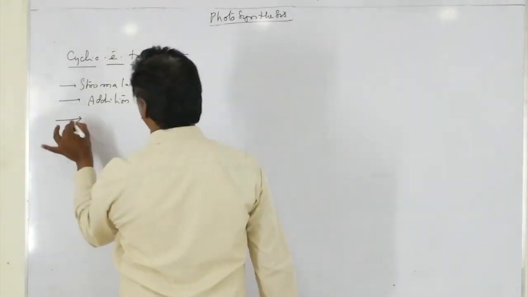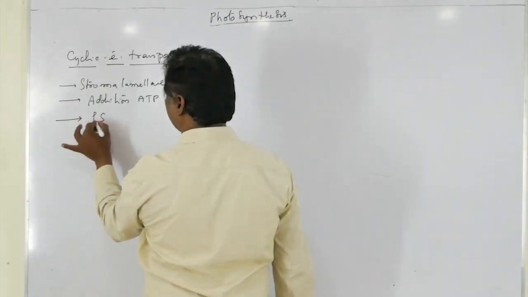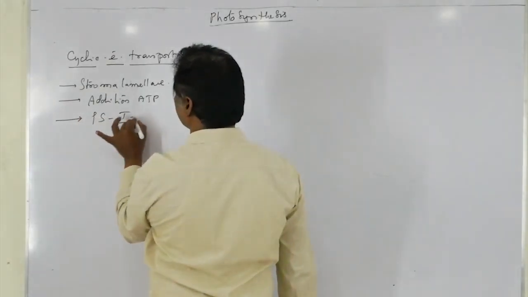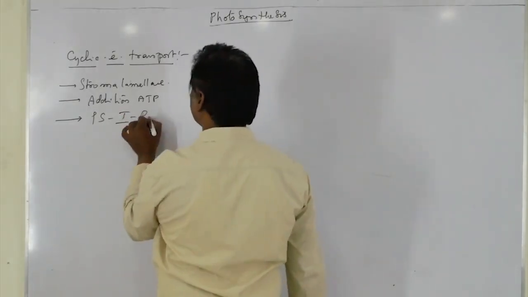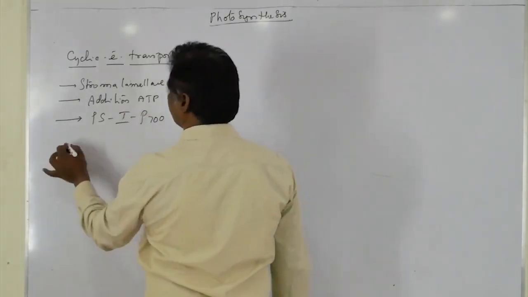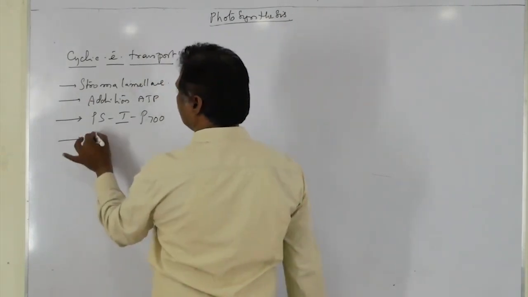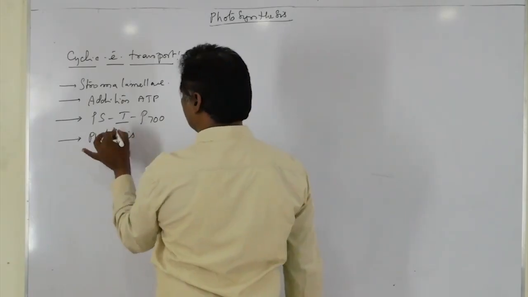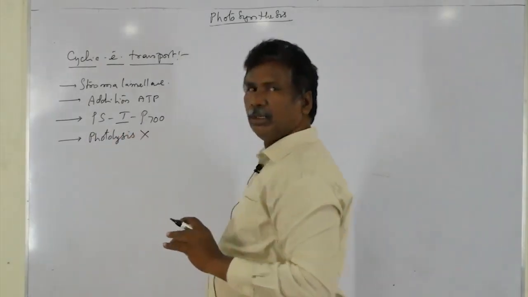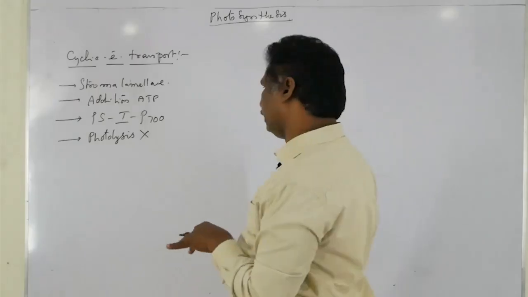It is carried out with the help of only one photosystem, that is PS1. That reaction center is P700. So there is no photolysis of water. Photolysis of water does not take place.